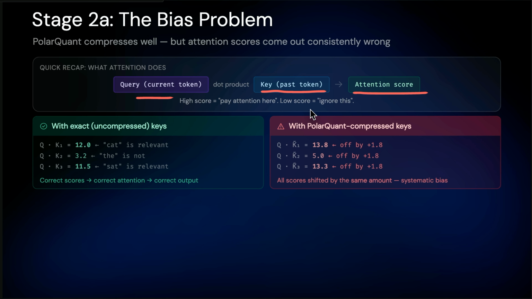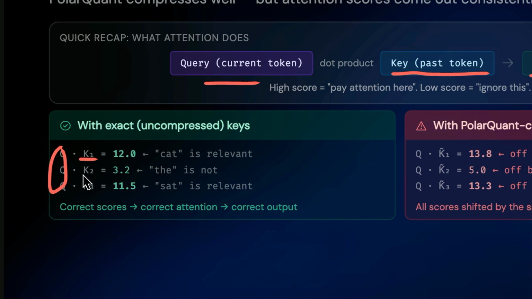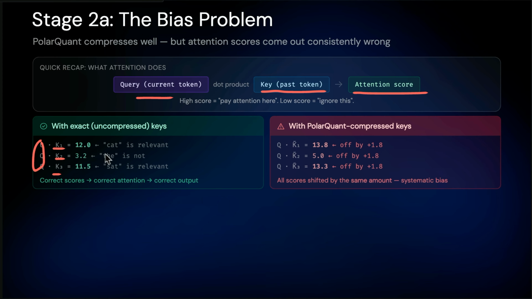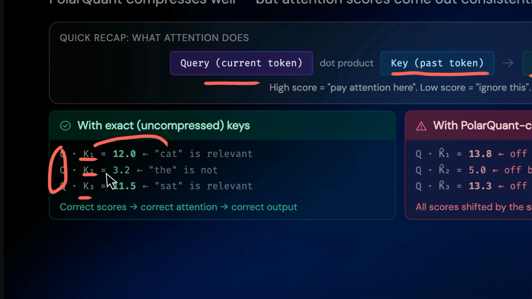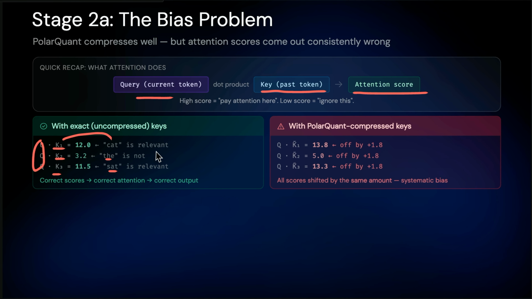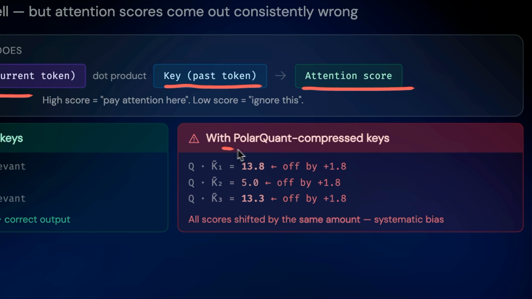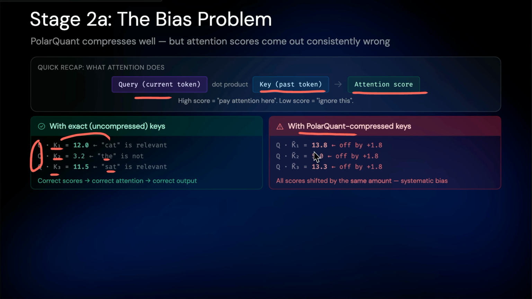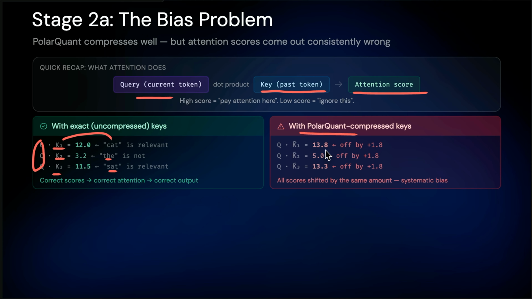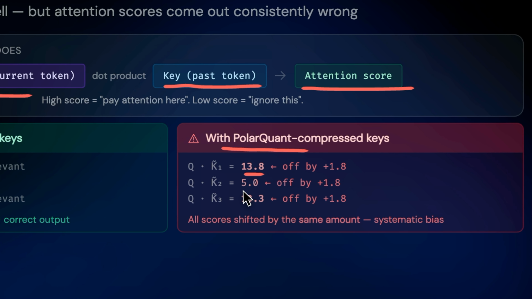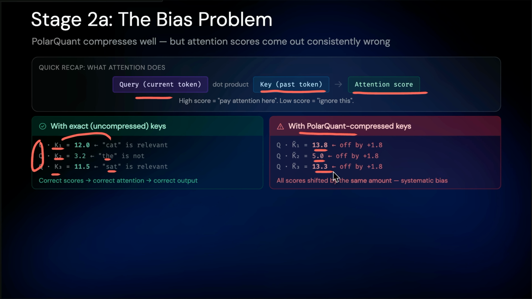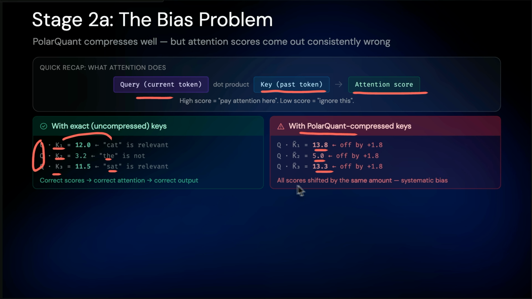Now let's say when we compute the dot product of our query and each of our past seen tokens, we got 12, 3.2, 11, and let's say these keys are "the cat sat". From this computation, we can see that cat is the most relevant, right? But if you do the same with PolarQuant compressed keys, when you do query times key, you'll get something like 13.8, 5.0, 13.3. When we use PolarQuant compressed keys, all these scores get shifted by some amount. It's also called a systemic bias.